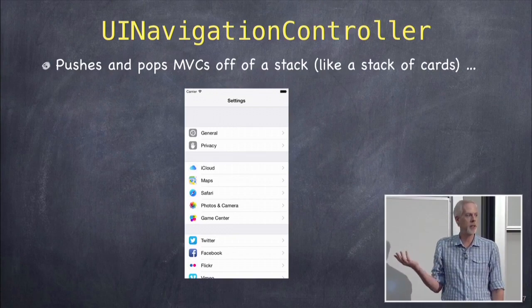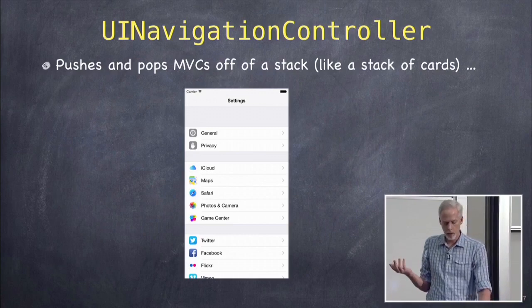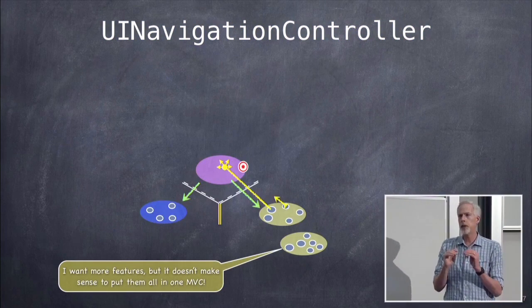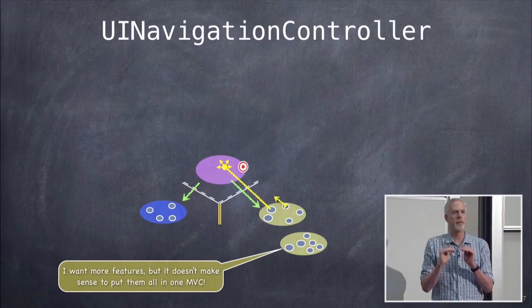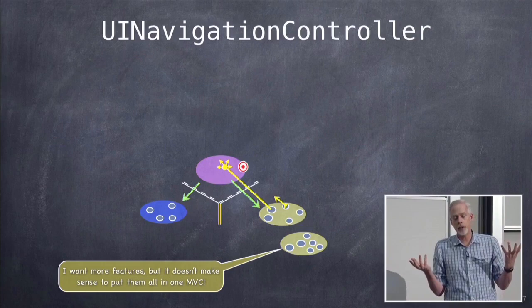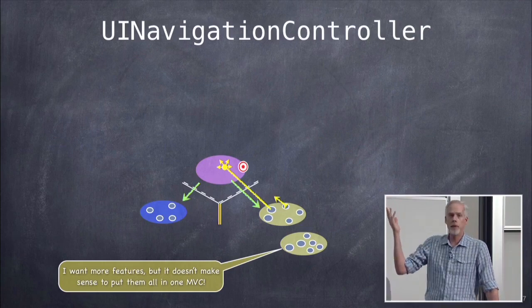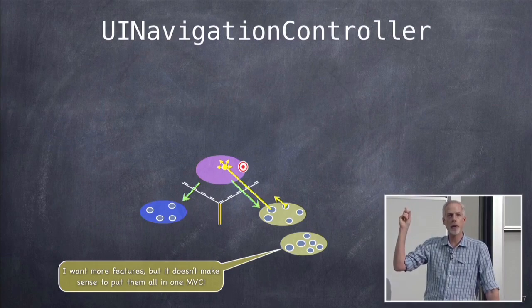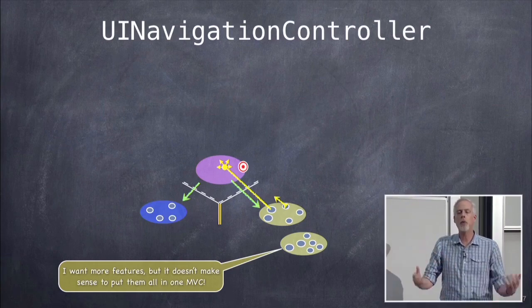You guys have all seen this UI, I'm sure, in apps. Super common. So let's talk a little bit about how the navigation controller works behind the scenes, how you make this thing work. So when do you need a navigation controller? Well, let's say you have an MVC right there, and you've got another whole pile of UI down here in the corner that you want to add, but it just won't fit.